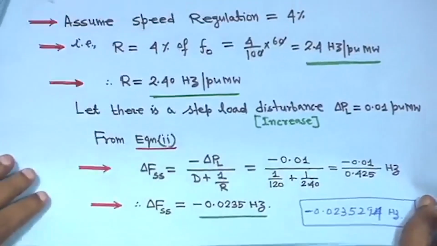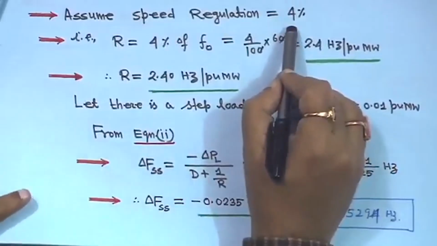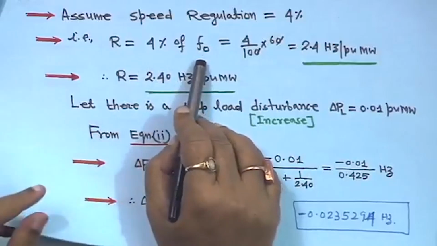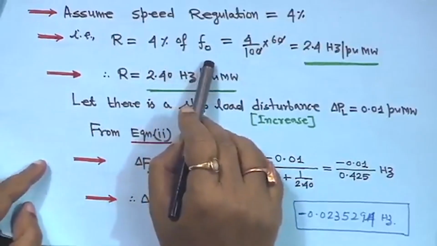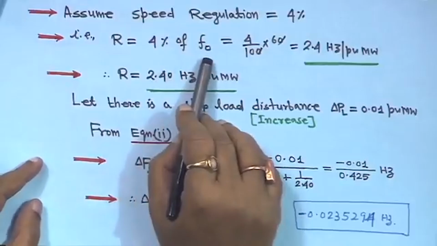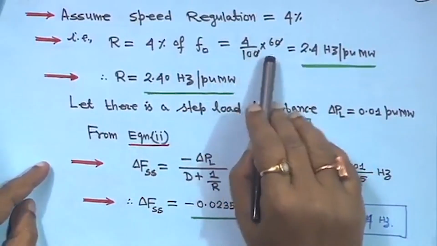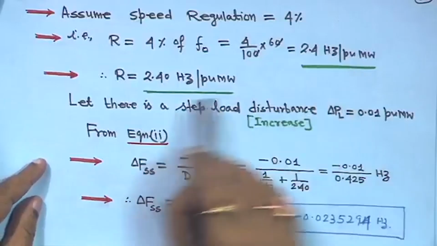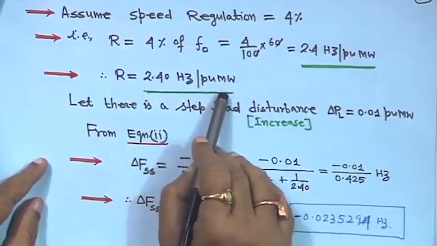Now, assume the speed regulation is 4%, that is your R. R 4% means it is 4% of the nominal system frequency. So, 4% of F0, that means 4% of 60, which is 4 upon 100 into 60. So, 2.4 hertz per unit megawatt, this is R. So, R is equal to 2.4 hertz per unit megawatt.